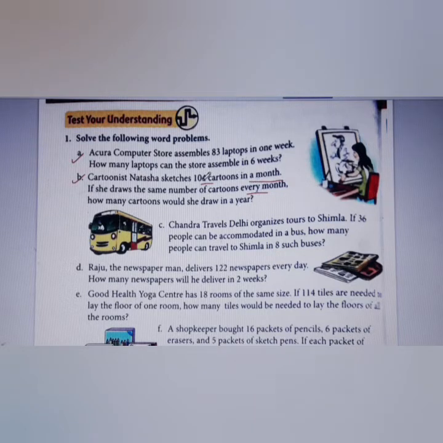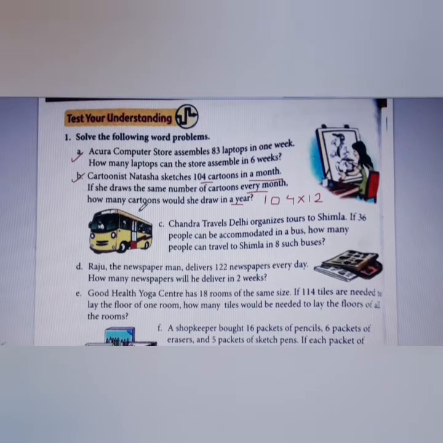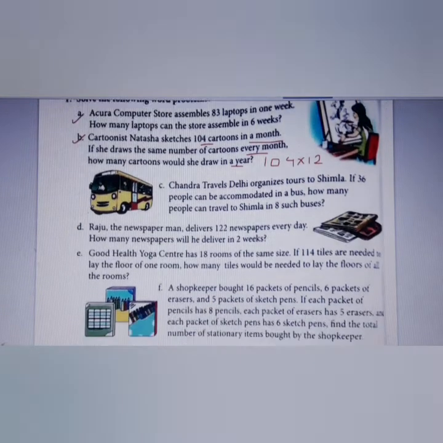In 1 month she draws 104. So in a year, how many months are there? Correct, 12 months. So in 12 months, how many cartoons will she sketch? That means we will do 104 into 12. These questions are very interesting, children. Just think over it and try to do. 104 into 12. Find the product. You will get the number of cartoons she will draw in a year. Okay. Next question, let's see.